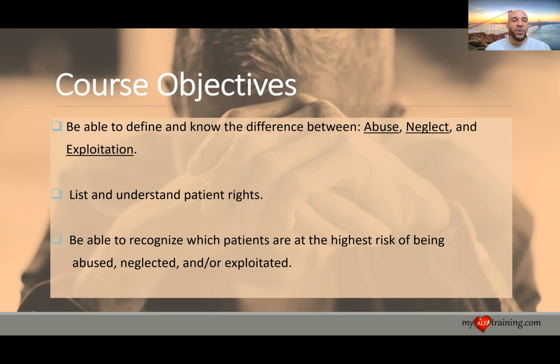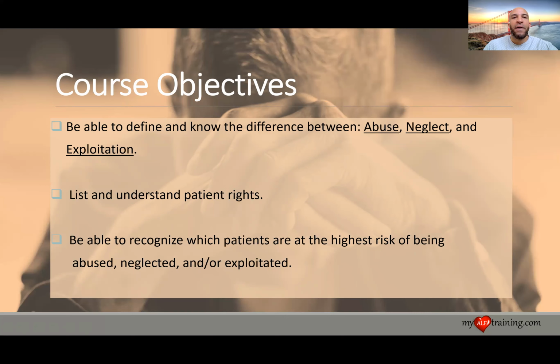Our third objective for today is to be able to recognize which patients are at the highest risk of being abused, neglected, and or exploited. Okay, so we're going to recognize which patient's characteristics places patient A at a higher risk of falling victim to abuse or being neglected in comparison to patient B.